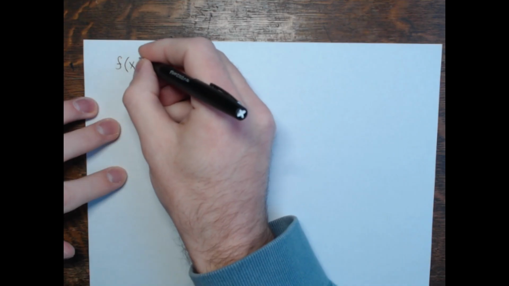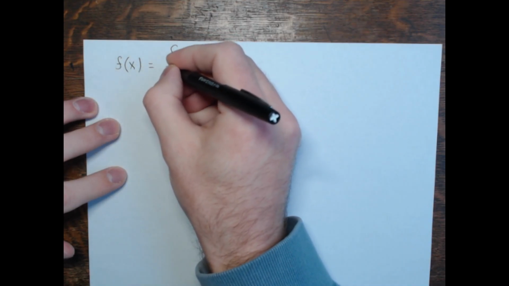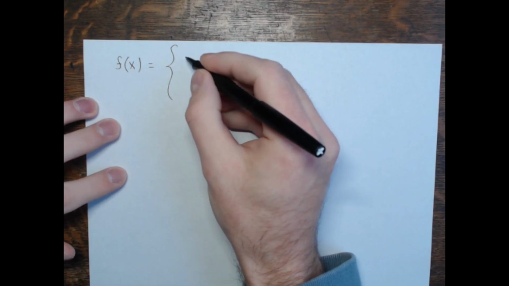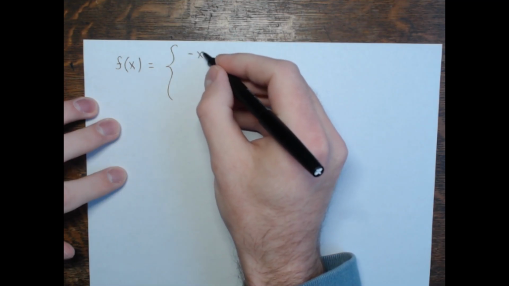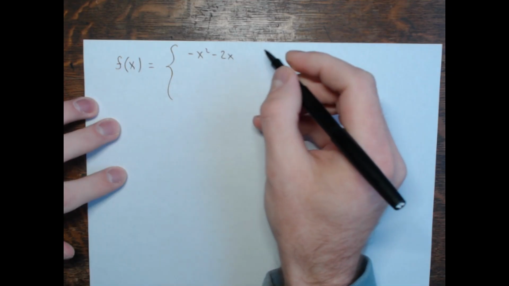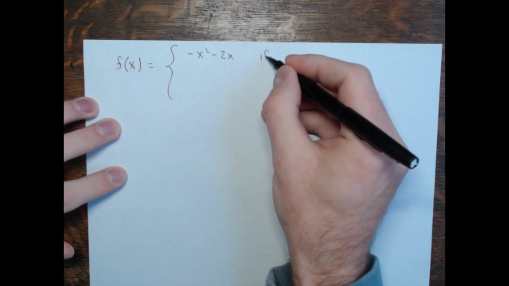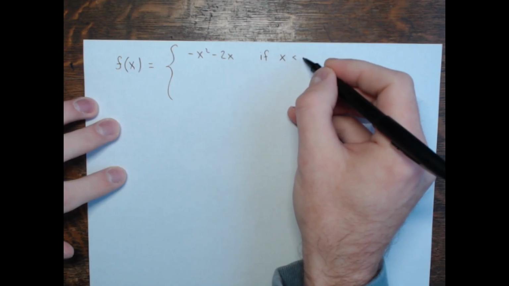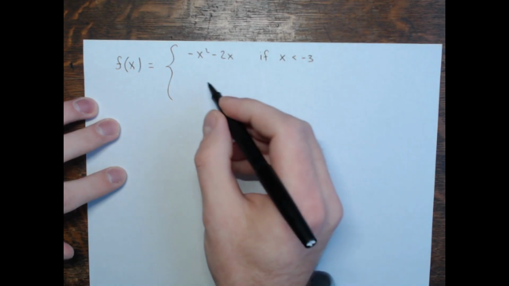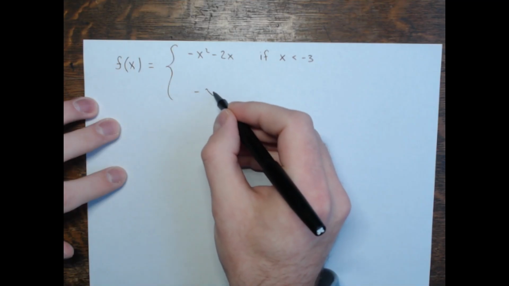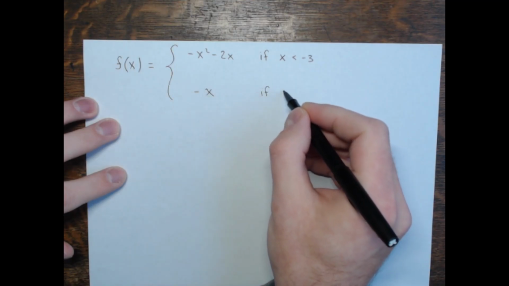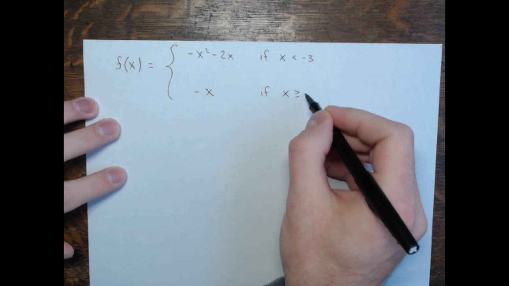So here's f once again. So f of x is, now the way the output is negative, the opposite of x squared minus 2x, but that's the output if the input is smaller than -3. And you just get the opposite of x if the input is greater than or equal to -3.